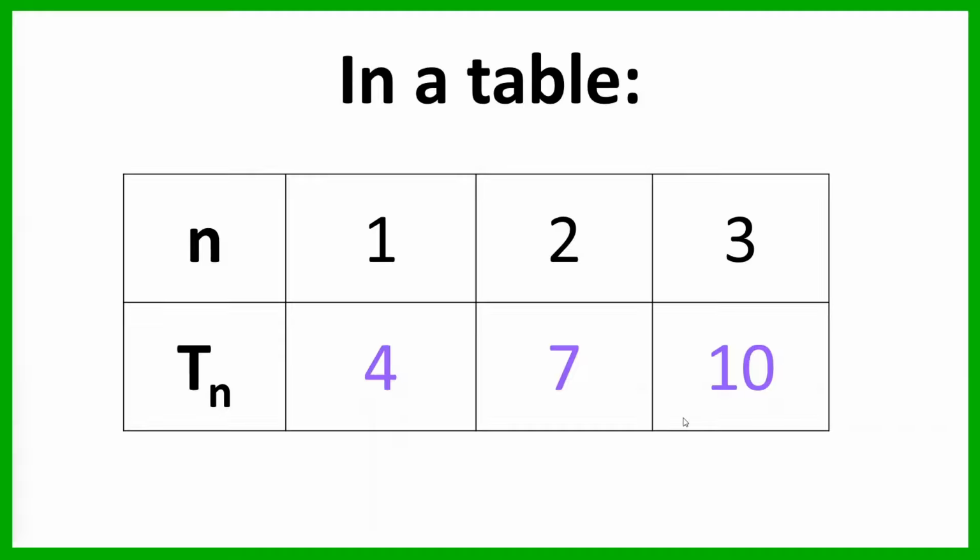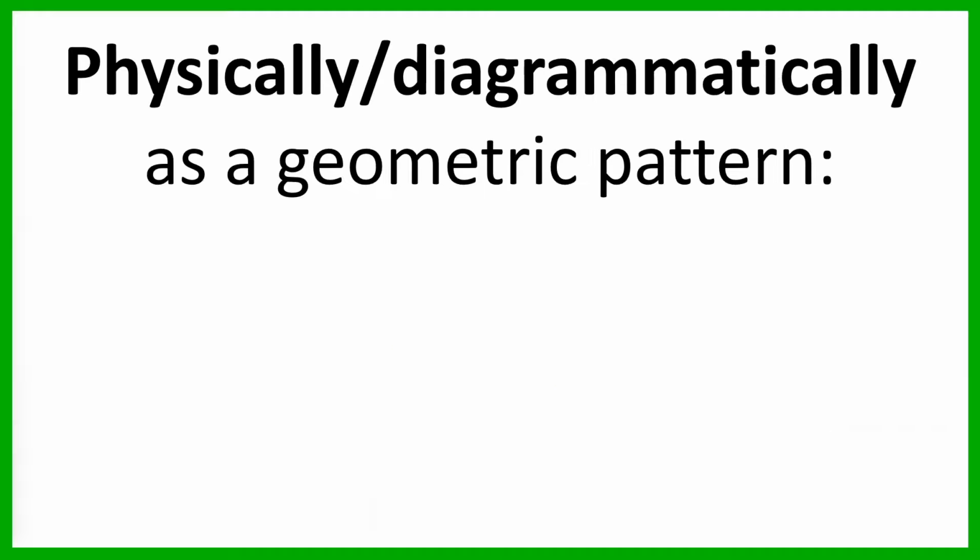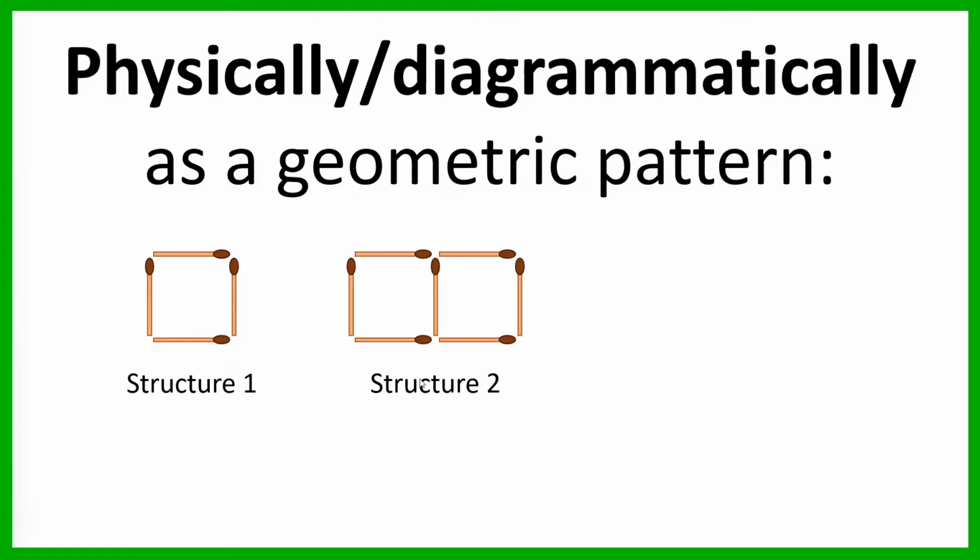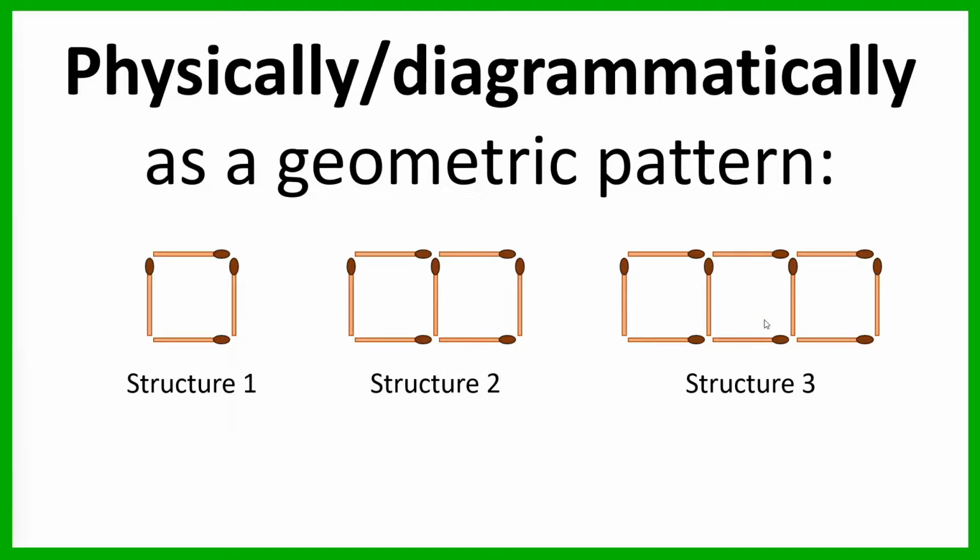A pattern can also be represented physically or diagrammatically as a geometric pattern. So it could look something like this. Over here I've got structure 1. This is representing the first term of our pattern, so that is 4 matches for the 4 in our pattern. Then I've got structure 2, which is the second term, so that has 7 matches for the 7 in our pattern. And then structure 3 is the third term, so it's got 10 matches for the 10 in our pattern. So a pattern can also be represented physically using actual physical matches, or it can be represented diagrammatically like I'm showing you over here with pictures.